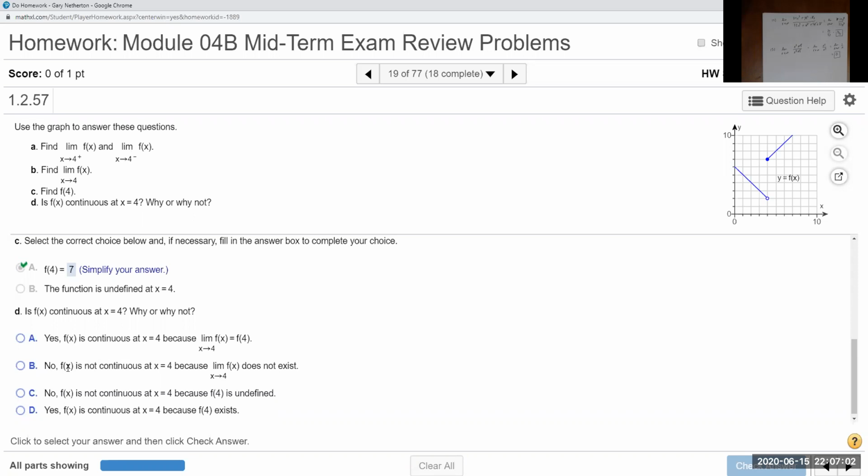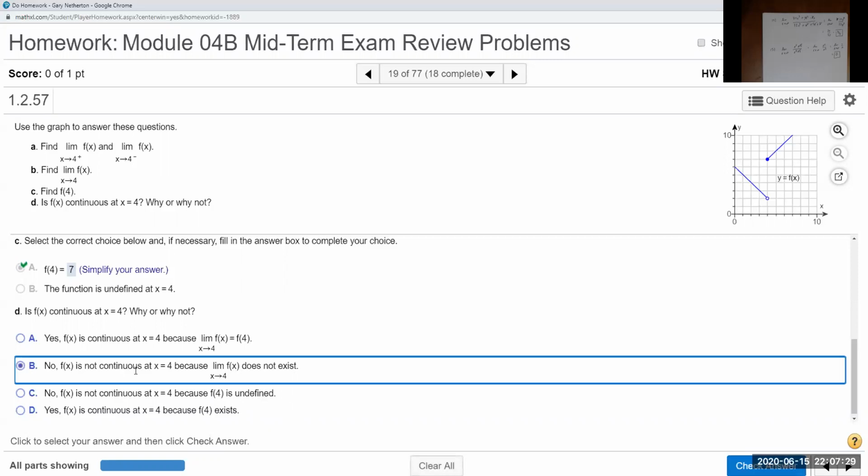So B says no, f of x is not continuous at x equals 4 because the limit as x approaches 4 does not exist. That's true. The limit doesn't exist. There is no limit. C is also no, f of x is not continuous at x equals 4 because f of x is undefined. Well, that's not true. f of 4 is defined. It has an answer. As a matter of fact, we gave it. So that means B looks like it's probably the correct answer.